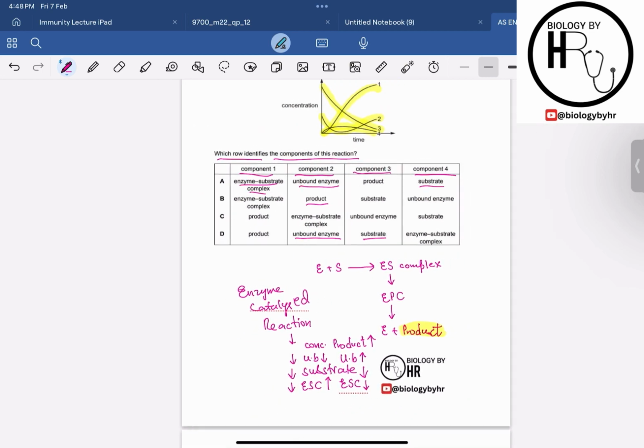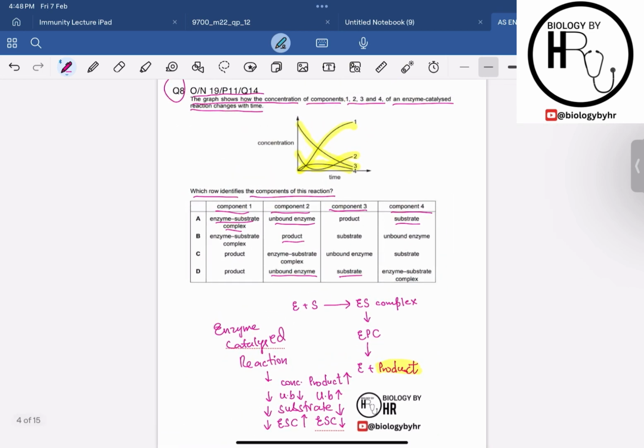Now let's interpret the graphs according to the information we have over here, right? So if I talk about the product, the product is increasing, so I think this one can be the product because the product is increasing, right? And if we talk about the substrate, obviously we know that the substrate is converting into the product, so the substrate would be decreasing, so 3 is the substrate, obviously, right?